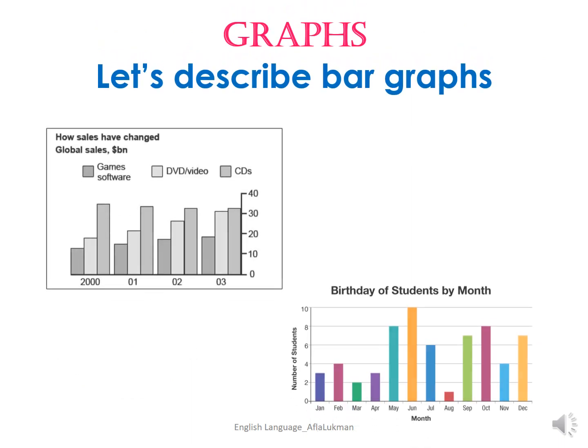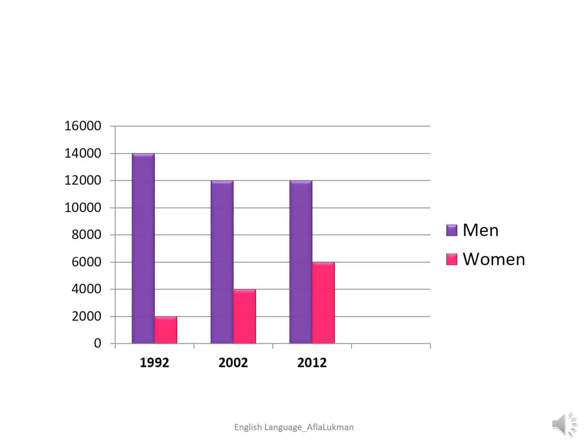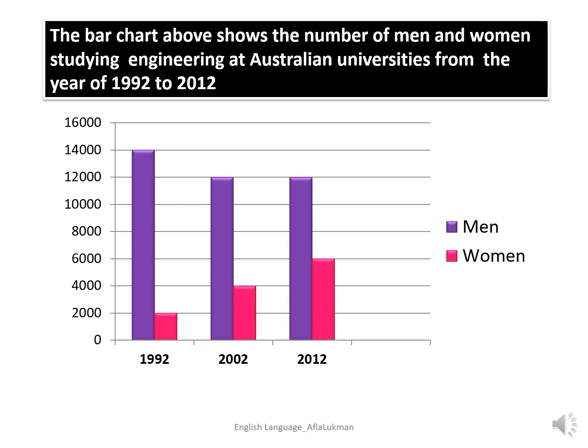Today's lesson is graphs. Especially today we are going to discuss bar graphs. Now take a look at this graph. It shows the number of men and women studying engineering at Australian universities from the year 1992 and 2012.